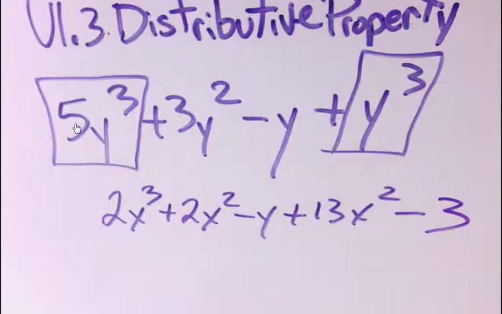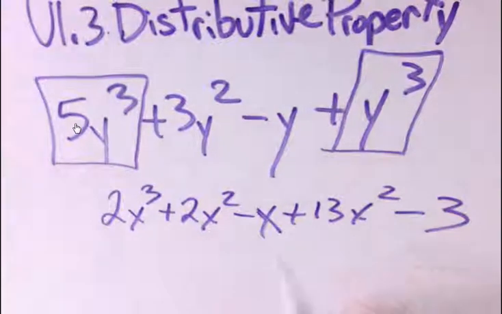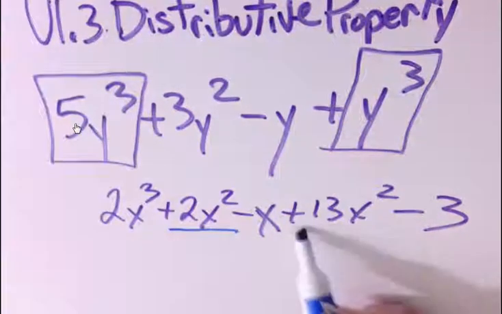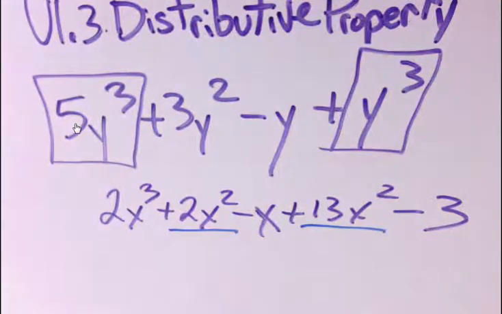So if we have this example down here, so the 2x to the third plus 2x squared minus, plus 13x squared minus 3. So the only ones here that have the same exponents on the variable is going to be the squares. So those would be the like terms in this one.